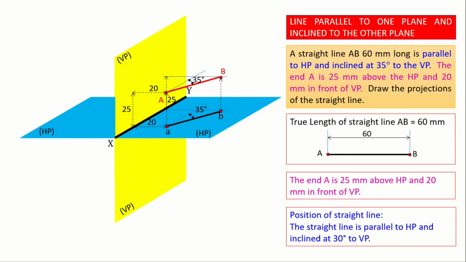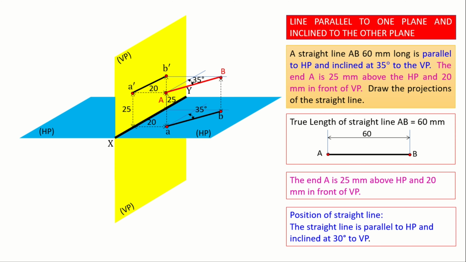This line AB is of true length equal to 60 mm and it is inclined to XY by an angle equal to 35 degrees, where the point A is 20 mm in front of XY. The front view of the line A'B' is seen on VP. This line A'B' is parallel to XY, where both the points A' and B' are 25 mm above XY.